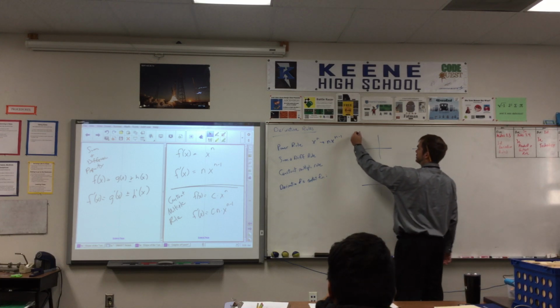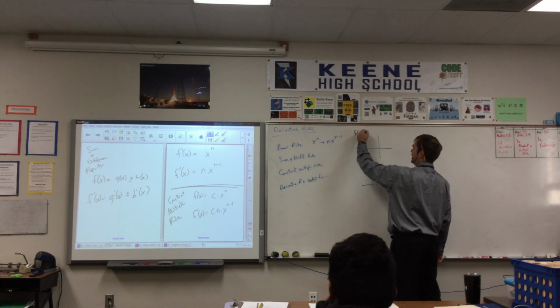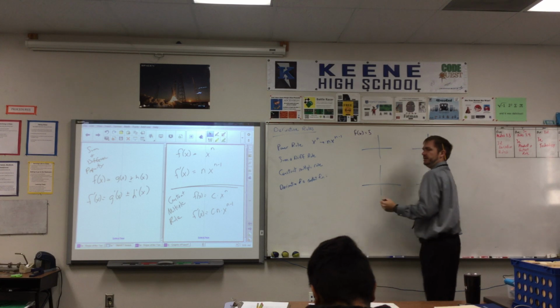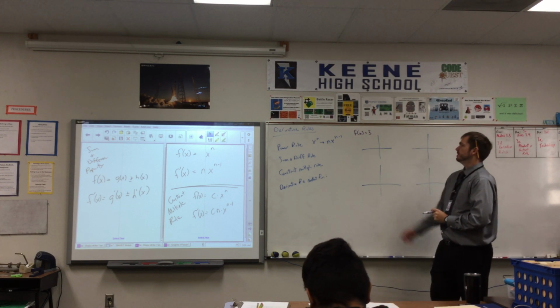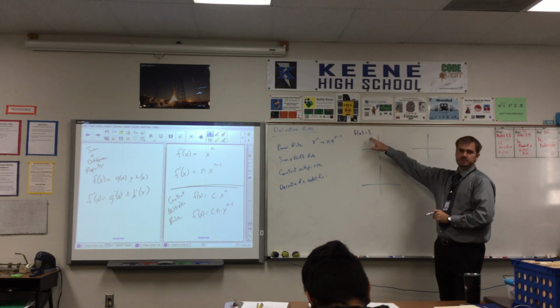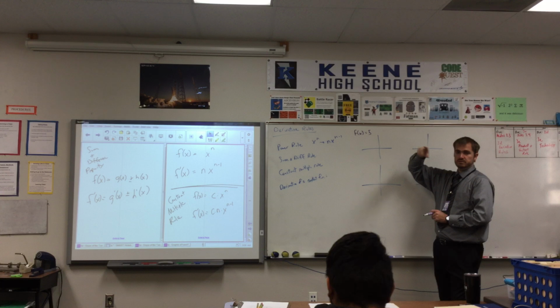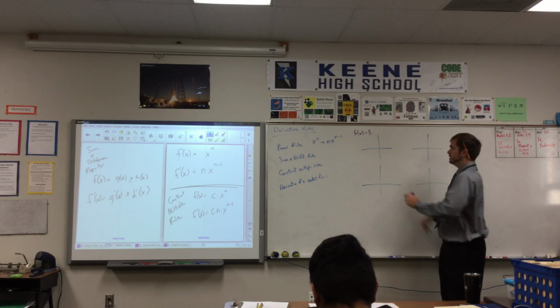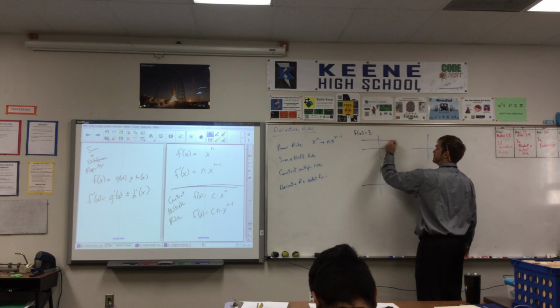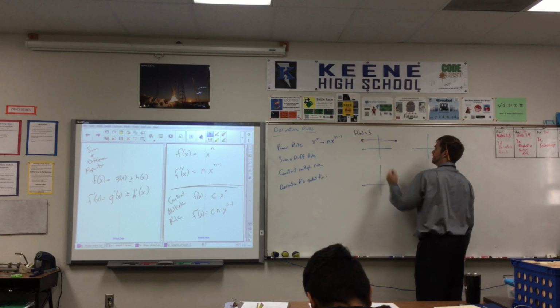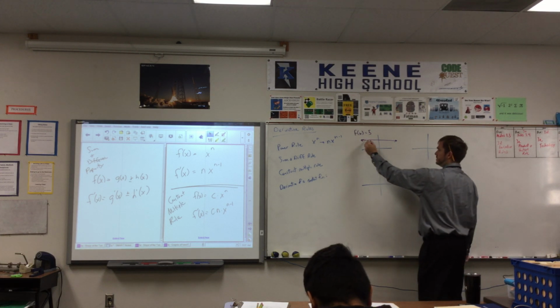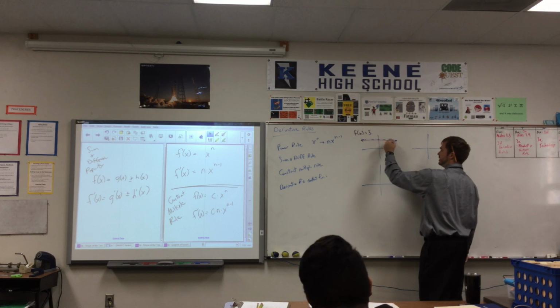Well, a constant function would be something like f of x equals 5. Class, what does that function look like? F of x equals 5. A line. It is a line. Horizontal. So what's the slope of a horizontal line? 0. Yeah. It's 0 right here, it's 0 right here, it's 0 right here.